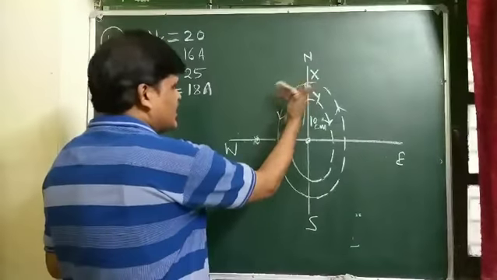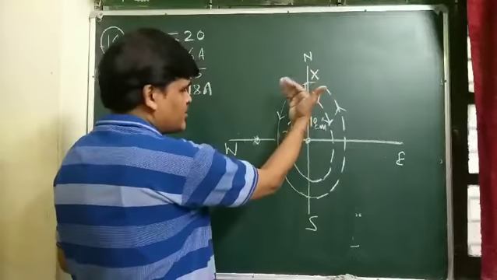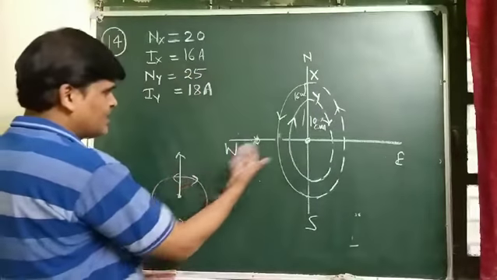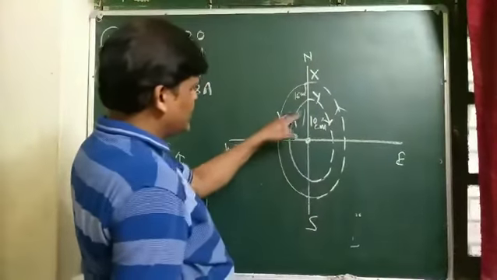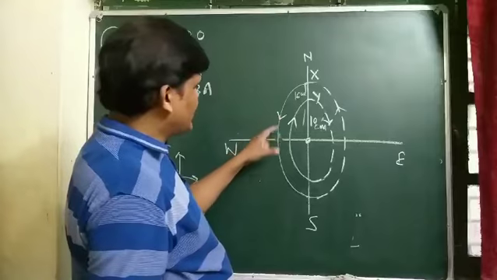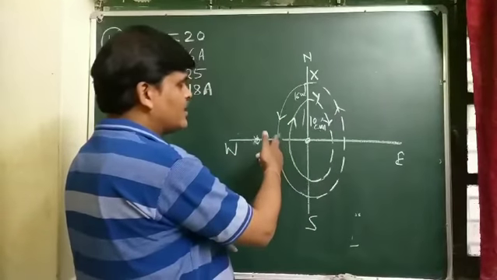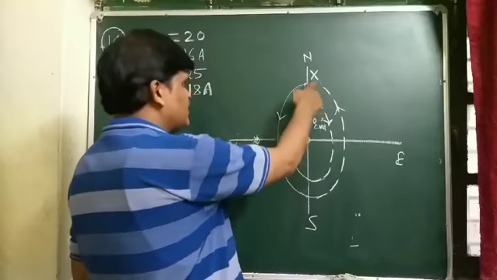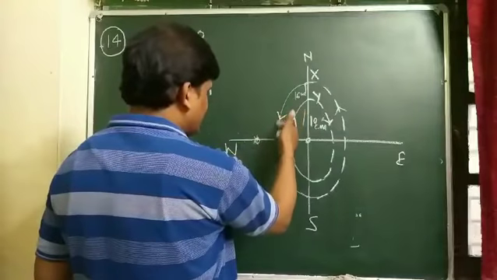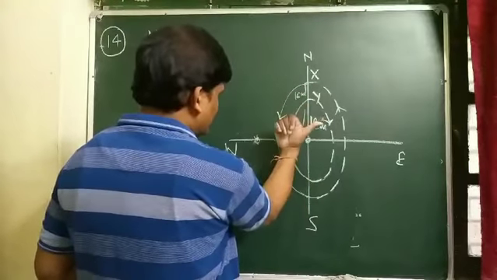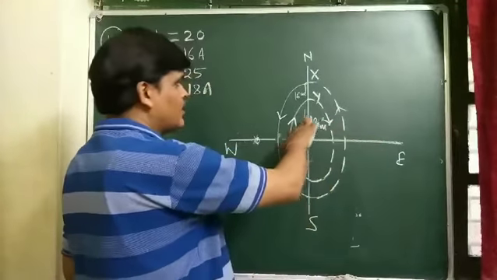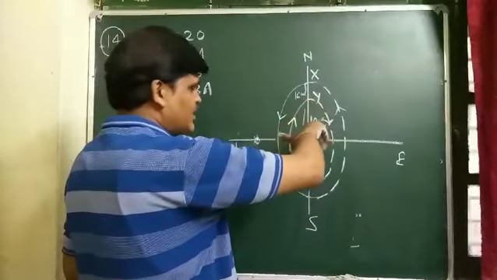And student, the current flowing in this circular current loop, if you use the right-hand thumb rule, this is the plane and this is the vertical plane, and the current is in the anti-clockwise direction looking from this point by the observer. So the direction of the magnetic field at the center of the circular loop X, with current flowing anti-clockwise in coil X, is towards east.